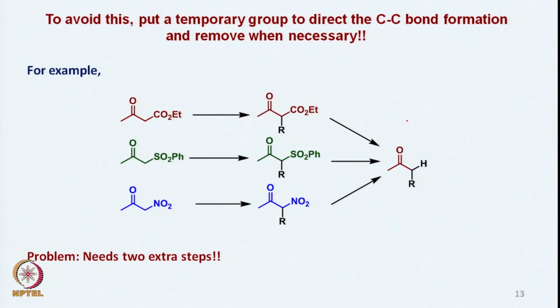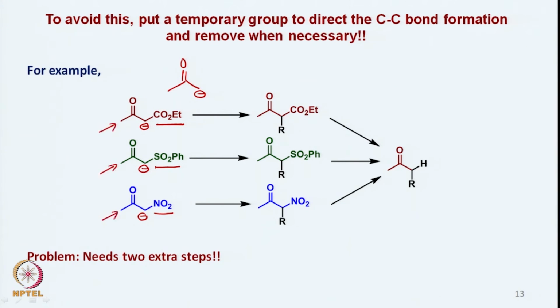Now to avoid this we can temporarily put a group to allow C-C bond formation to take place. Suppose we want C-C bond formation to take place onto this carbon here, and therefore we put an extra ester group here, or we can even put a sulfonyl group here, or we can put a nitro group here. So basically these ester, sulfonyl and nitro groups increase the acidity of the hydrogens which are present, and thus formation of an anion is much easier onto these carbons rather than onto these carbons.